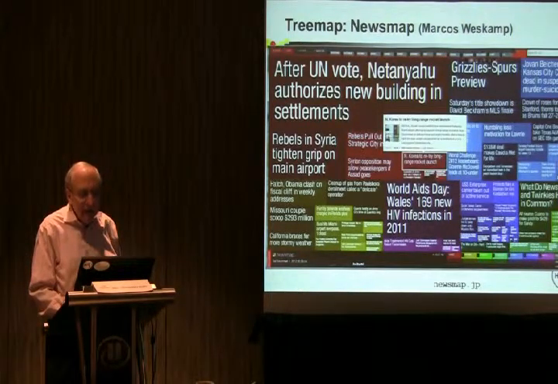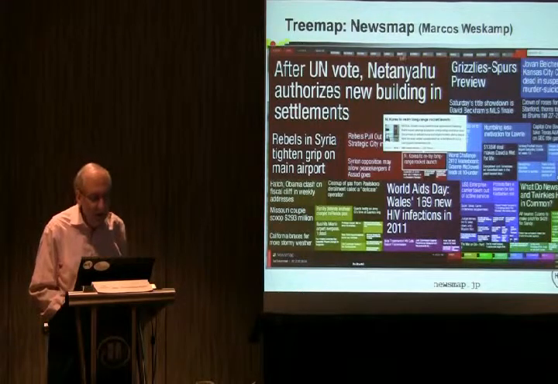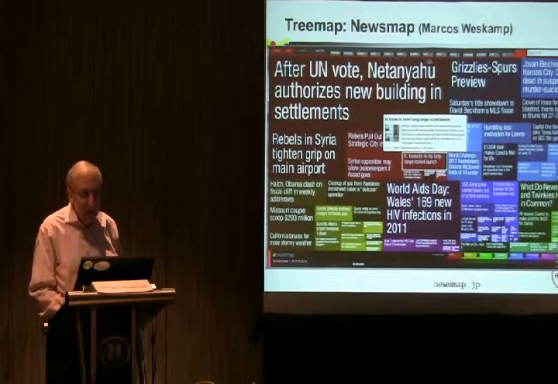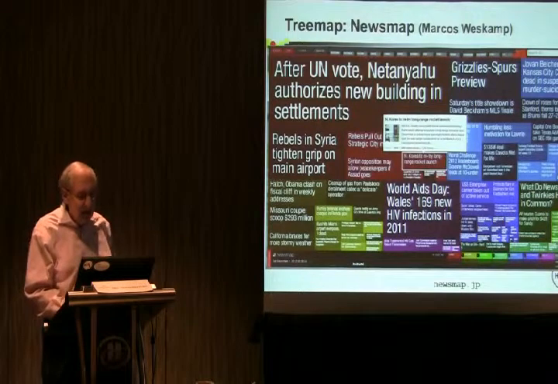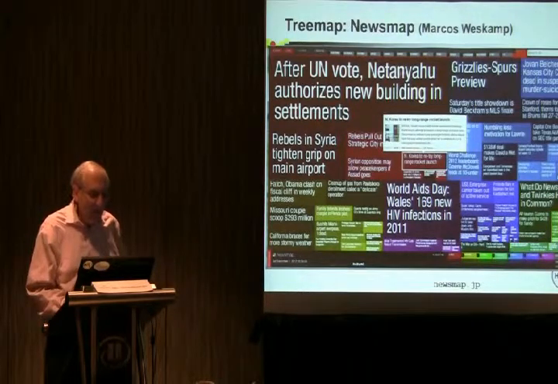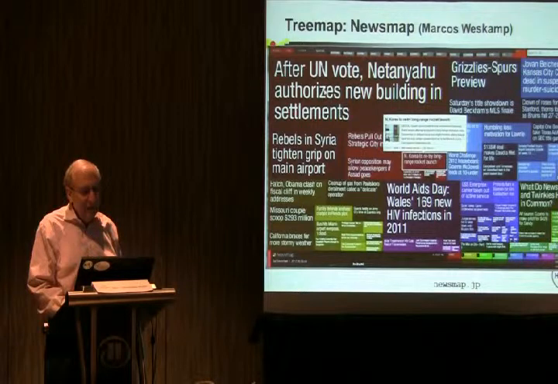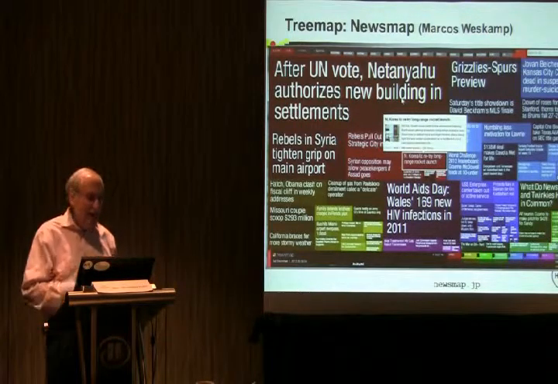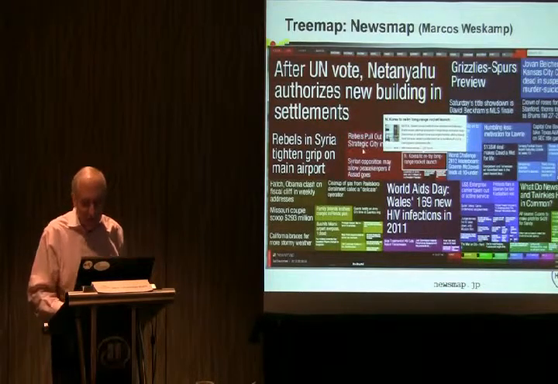And it has 20 different countries, so you can compare how news stories are playing out, which stories are important in France and Germany and Australia and Canada and so on. And you get a good idea of what's going on. So it's this kind of overview again that shows you everything, and then certain things stand out. And this is the biggest news of the day, after the UN vote to give the Palestinians a greater role in the UN, Prime Minister Netanyahu authorized the building of a new settlement, and at the same time, rebels in Syria tightened grip on main airport, and so on and so forth.